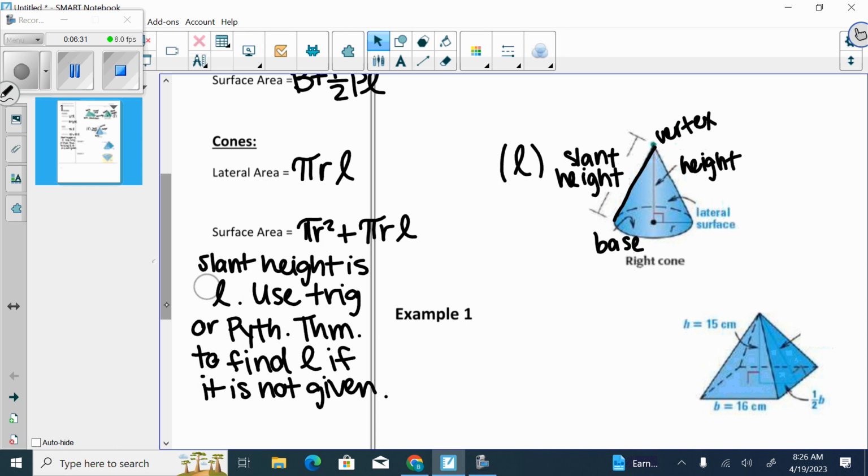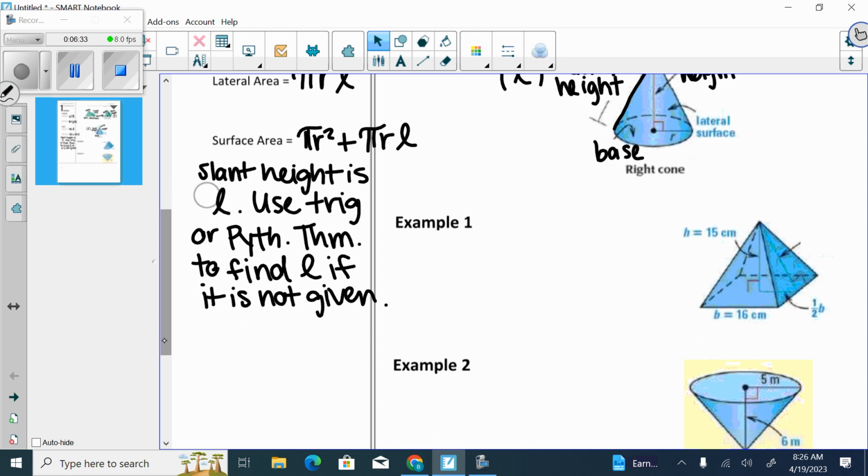So now we know our formulas. We have a plan for if they don't give us L, how we can find it. So let's look at this first example here. For this first example, we are going to find the lateral area of each face.